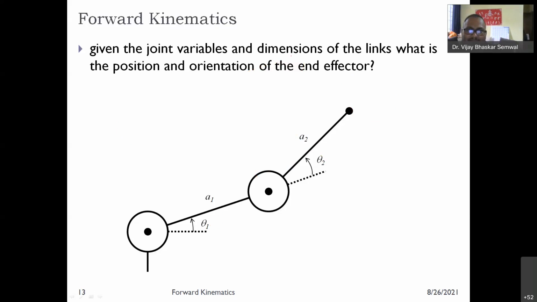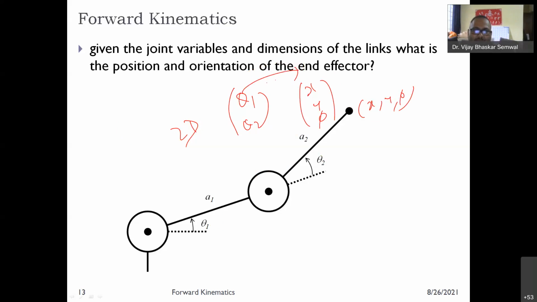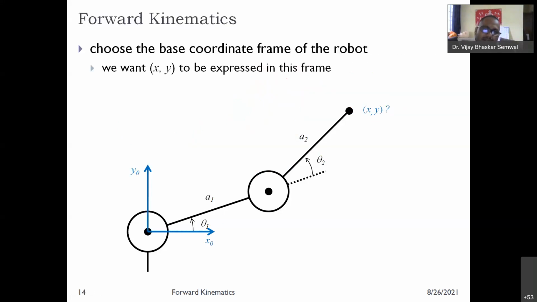So given the joint variable and dimension of the link, what is the position and orientation? So joint elements theta 1 and theta 2, two dimension data is there. You have to calculate x, y, and phi, which is end effector position. So from joint space to this is called forward kinematics, quite easy, unique solution you are getting. But in case of inverse kinematics, what is happening?